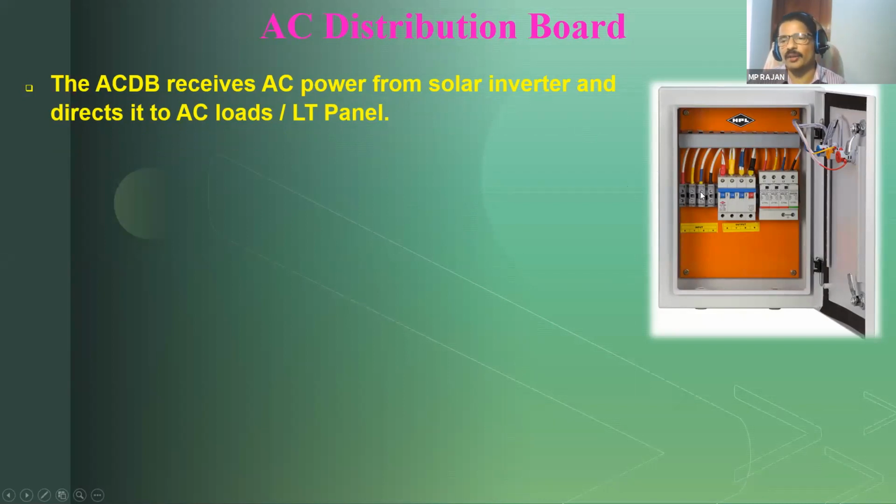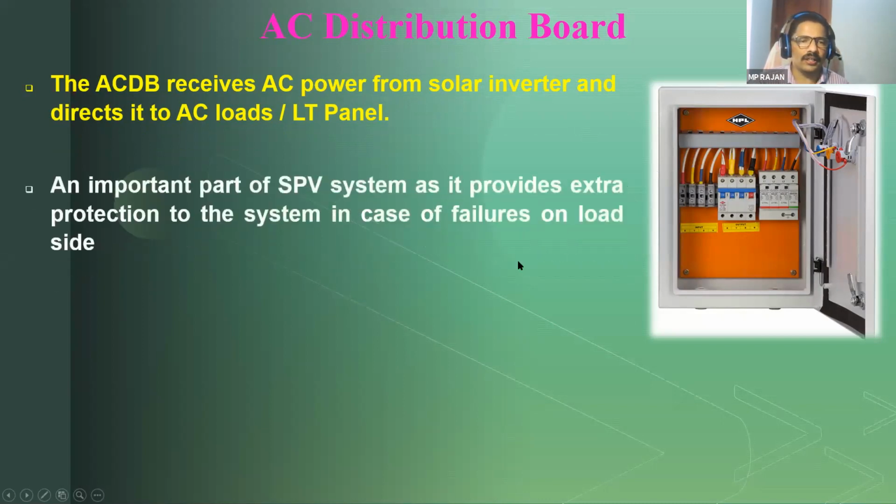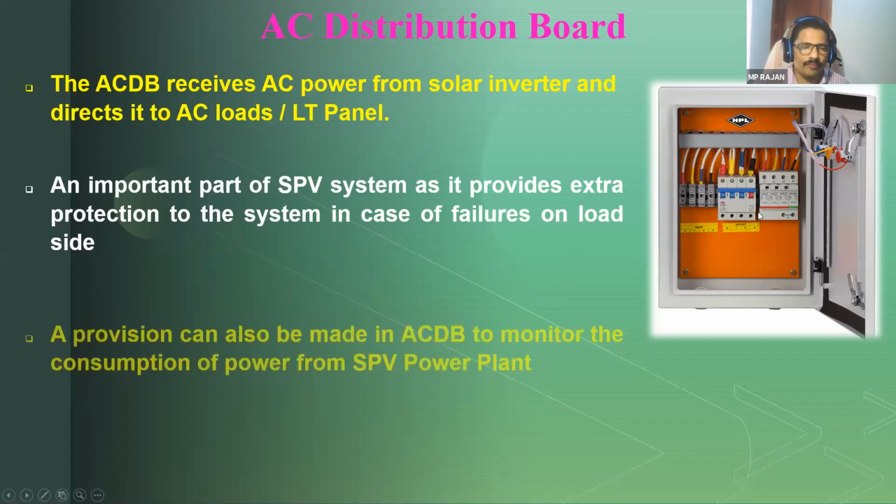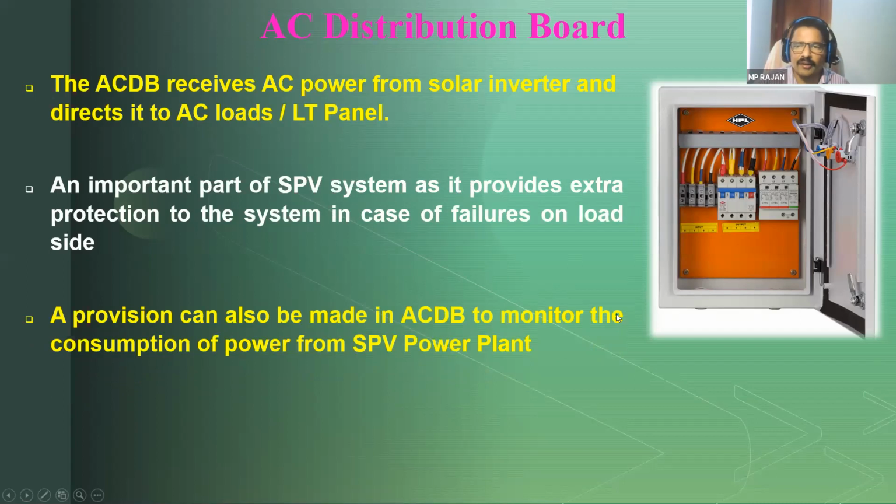After the AC distribution board, the power goes through distribution to the loads. So it is a very important part of the solar system. It is providing extra protection, load protection on the load side. There is also a monitoring system. Some distribution boards will have a meter, so you can monitor the input power, available power, power consumed, etc.